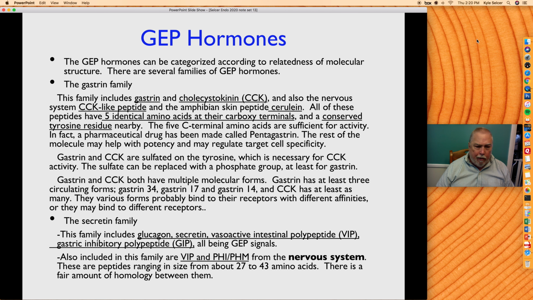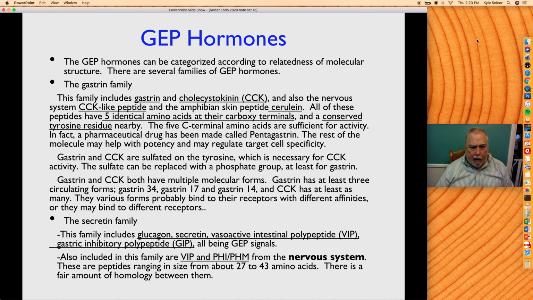There's also a secretin family. It includes glucagon, which is going to be very important when we talk about insulin regulation, because glucagon is an anti-insulin hormone. Secretin, vasoactive intestinal peptide, gastric inhibitory polypeptide, those are all GEP signals.